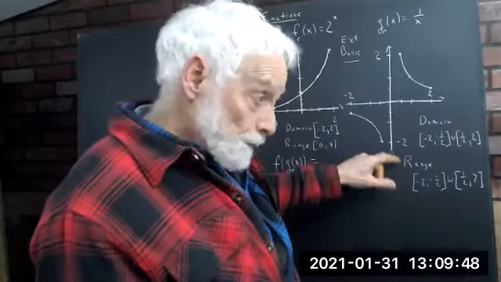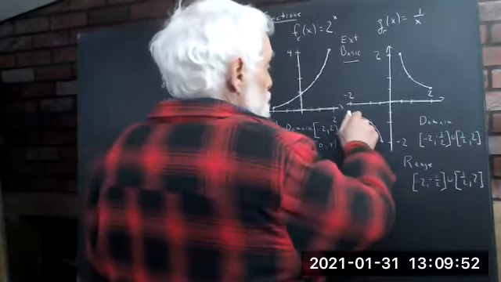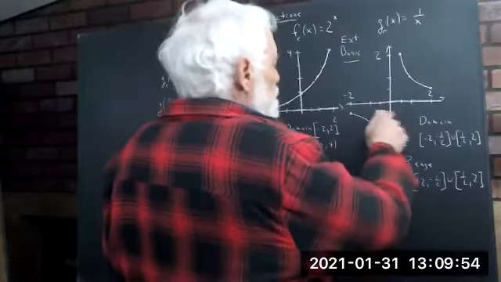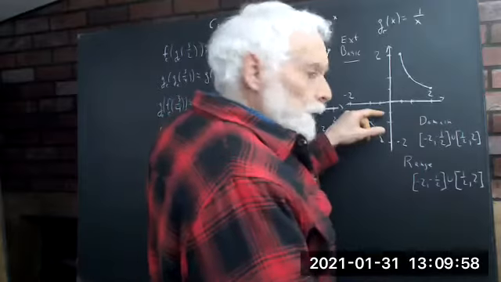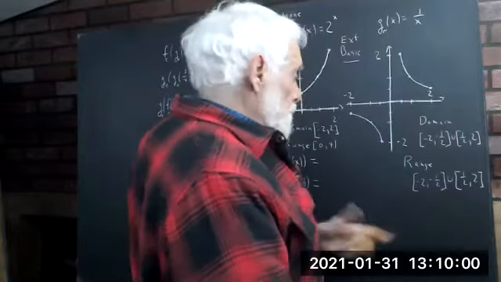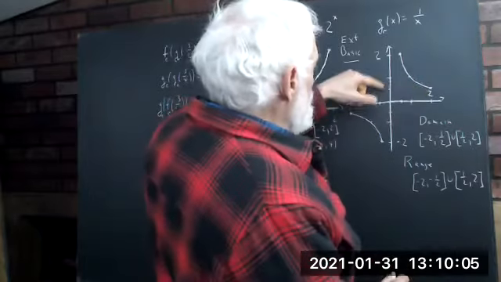Excuse me. The range is the set of all y values. Now the y value here is -2, -1/2. The y value here is -2. So everything from -2 to -1/2 is in the range. So there we have it. And also everything from 1/2 to 2.